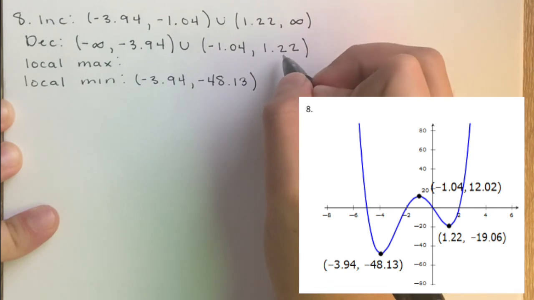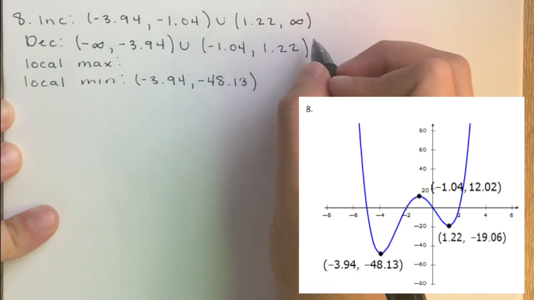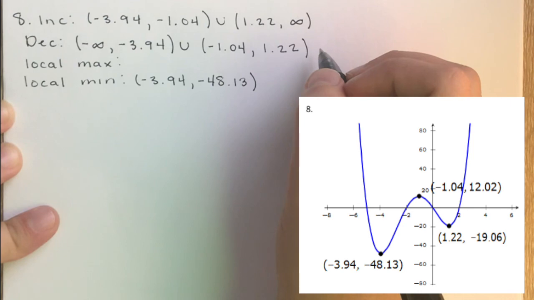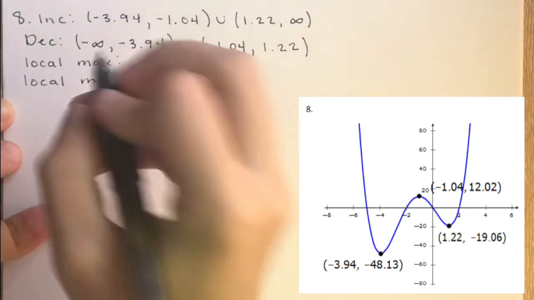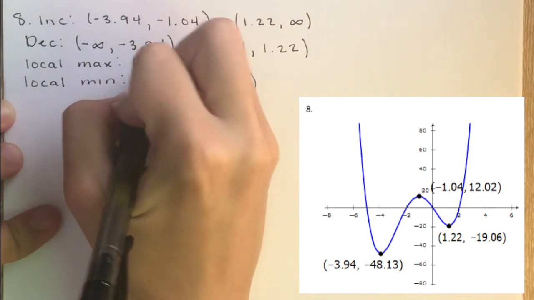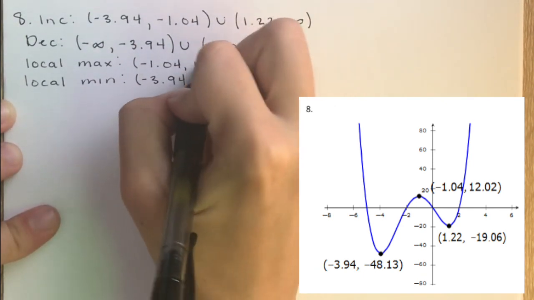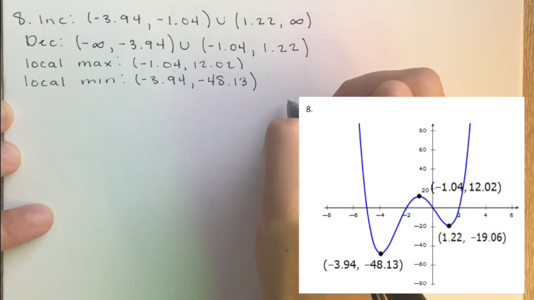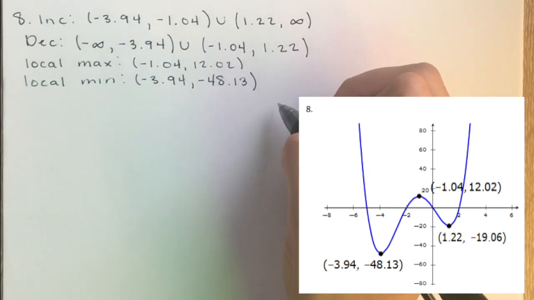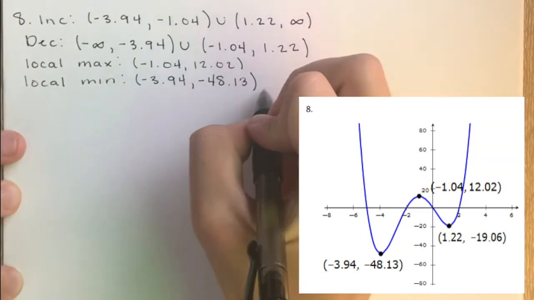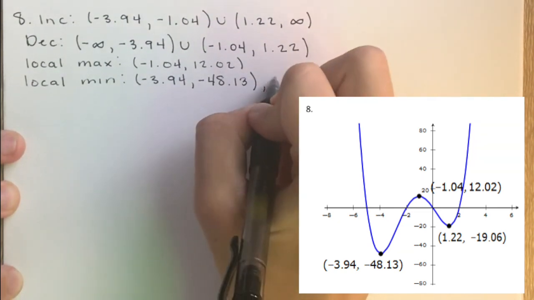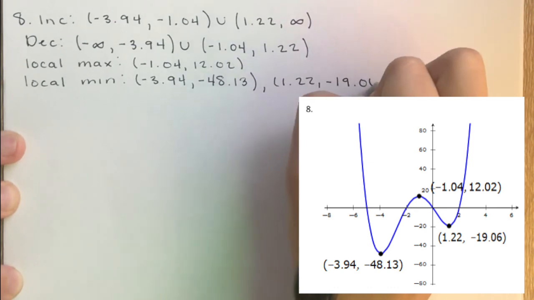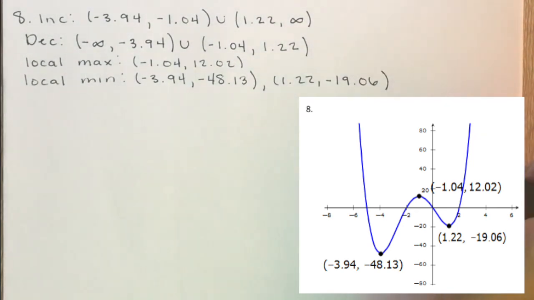So then we are increasing, we hit that little peak, and we begin to decrease again. That is a local what? Max. So we have a local max at negative 1.04, y value 12.02. So after that point, we are decreasing as we move from left to right until we hit that second valley, which is at the point 1.22, negative 19.06. That is our second local min.